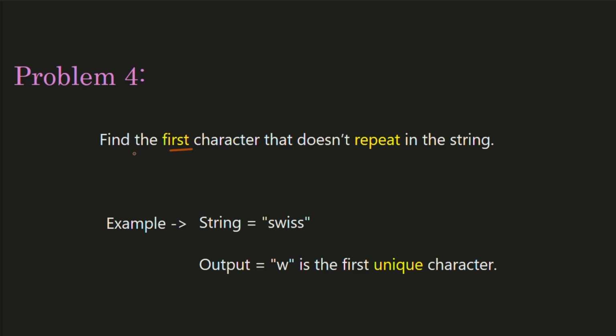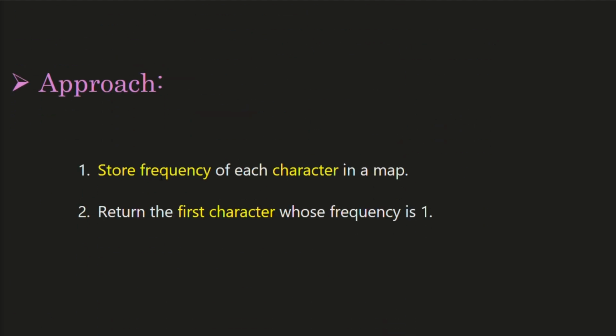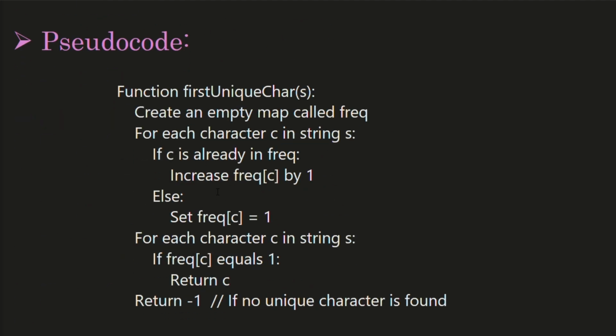Now let's find the first character that doesn't repeat in the string. For example, in swiss, w is the first unique character. Approach. Step 1. First pass. Store the frequency of each character in a map. Step 2. Second pass. Return the first character whose frequency is 1.